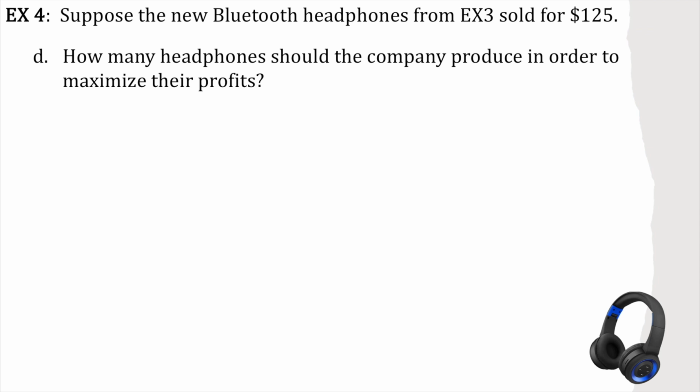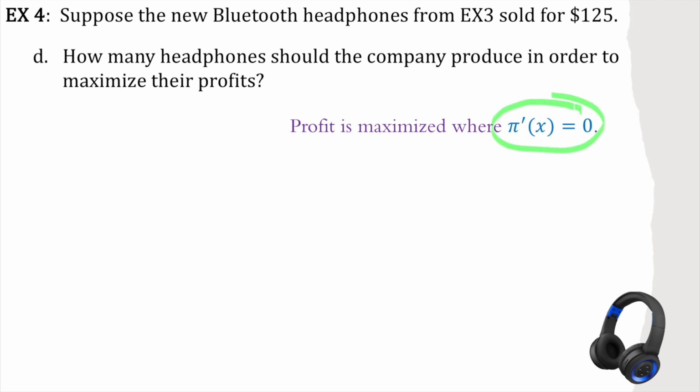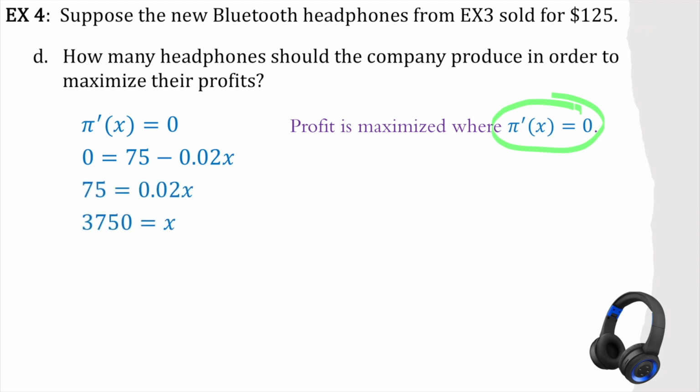Now, see, this is the million-dollar question. How many headphones should the company produce in order to maximize their profits? Profit is maximized where the marginal profit function, the derivative of the profit function, is 0. So we'll set it equal to 0. And if you solve for x, we get 3,750. So the company should produce 3,750 sets of headphones if they want to maximize their profits.